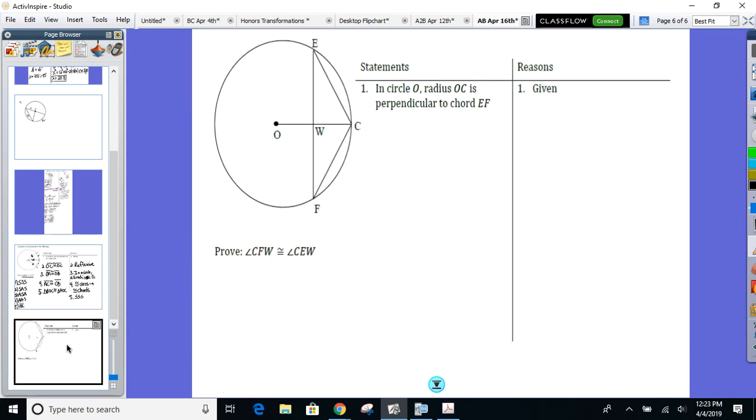And one more proof before I let you go on your own. It uses another of the circle facts we learned yesterday. All right, now I need to prove, take a look, a little bit different now, CFW congruent to CEW. Well, the only way I'm going to do that is if I prove a pair of triangles congruent. So there's only two triangles in there, so let's get those two triangles congruent before we do anything. So I have radius OC perpendicular to chord EF.